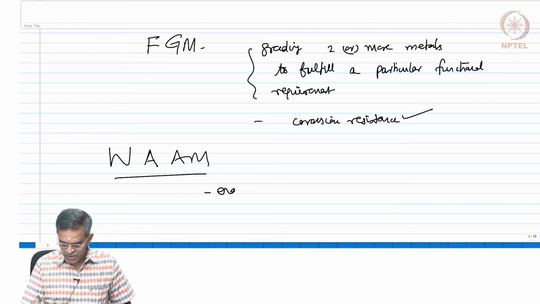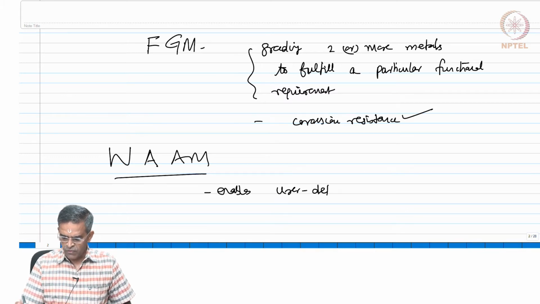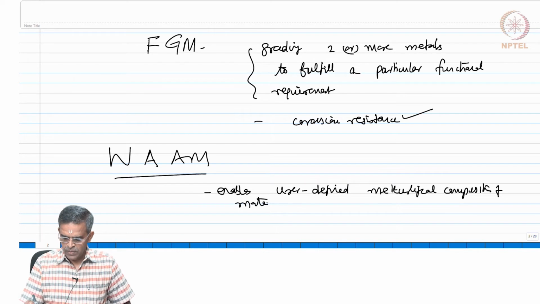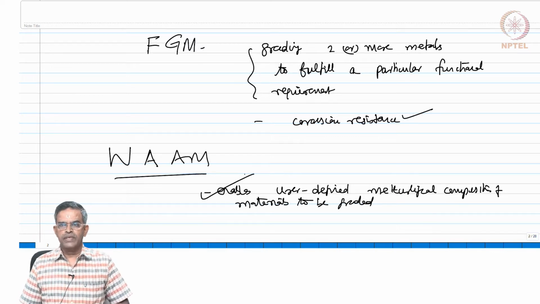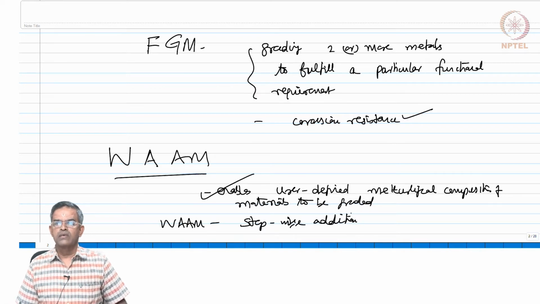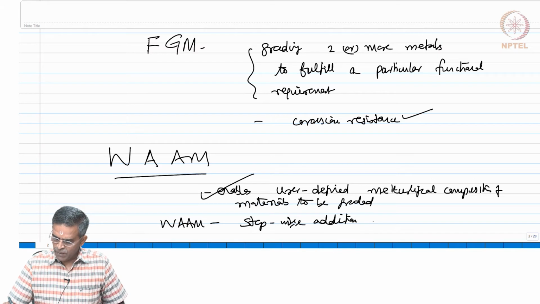So, it permits user defined metallurgical composition of materials to be graded. Okay. So, it is user friendly. So, in WAM, stepwise addition is done. We have already said continuous and stepwise are two different methods of FGM manufacturing. In WAM, stepwise addition is generally carried out. Okay.